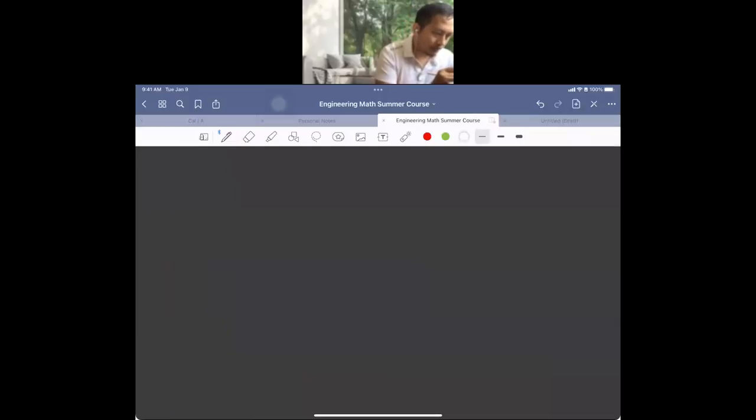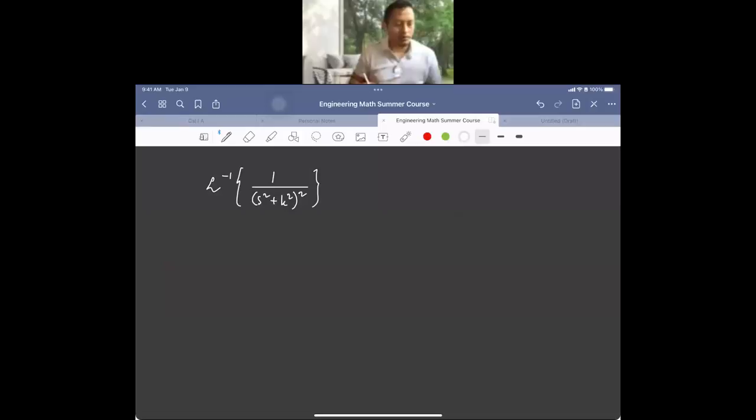So if we have the Laplace inverse of 1 over s squared plus k squared, all squared, k is just a constant. So the first thing we need to do is identify what is going on inside, right? So let me just write what's happening here. We can take this as capital F or capital G because it's the same function.